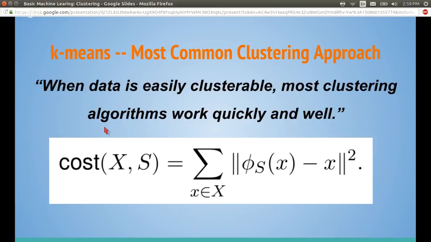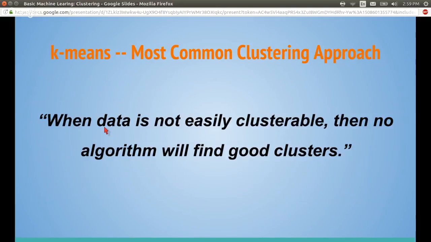So you're basically trying to divide up your data into clusters and decide what set of center points on your clusters is going to give you the lowest cost. It's a cost minimization. And this is a good point to bring up. When the data is not easily clusterable, you won't find good clusters. So if you're trying to run clustering and you're not coming up with an answer, that's probably why.